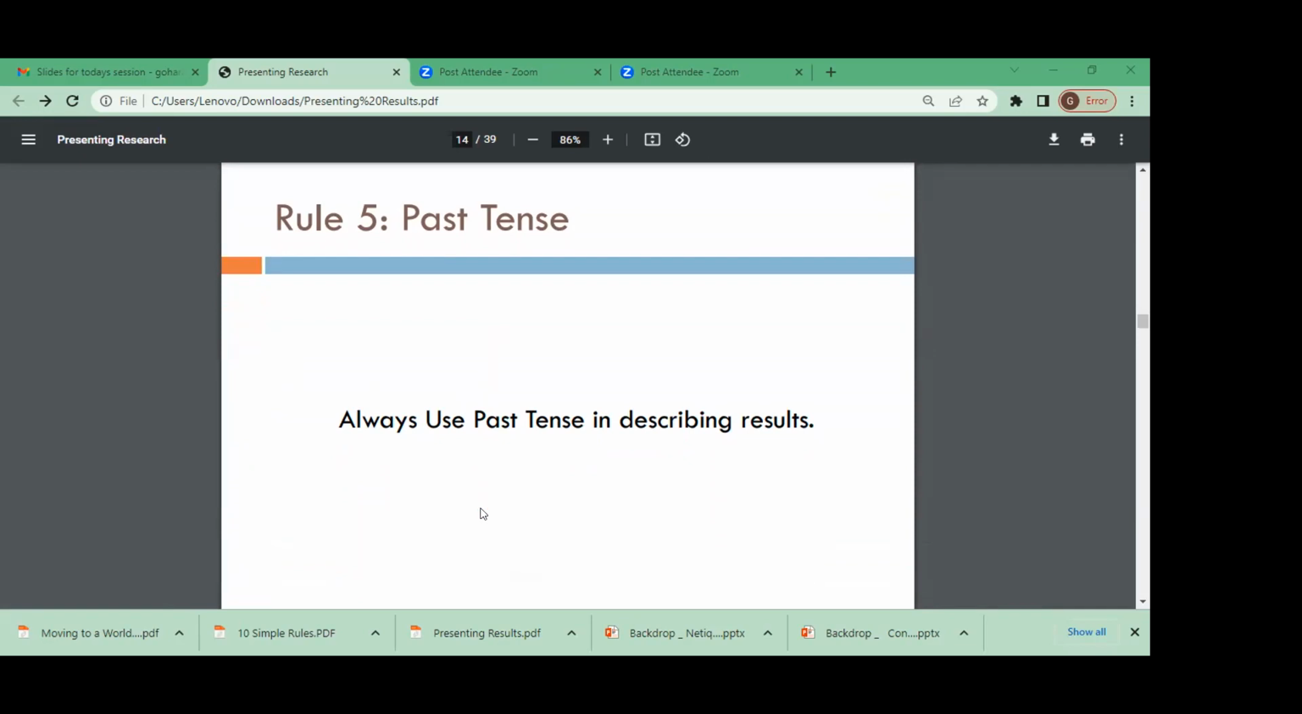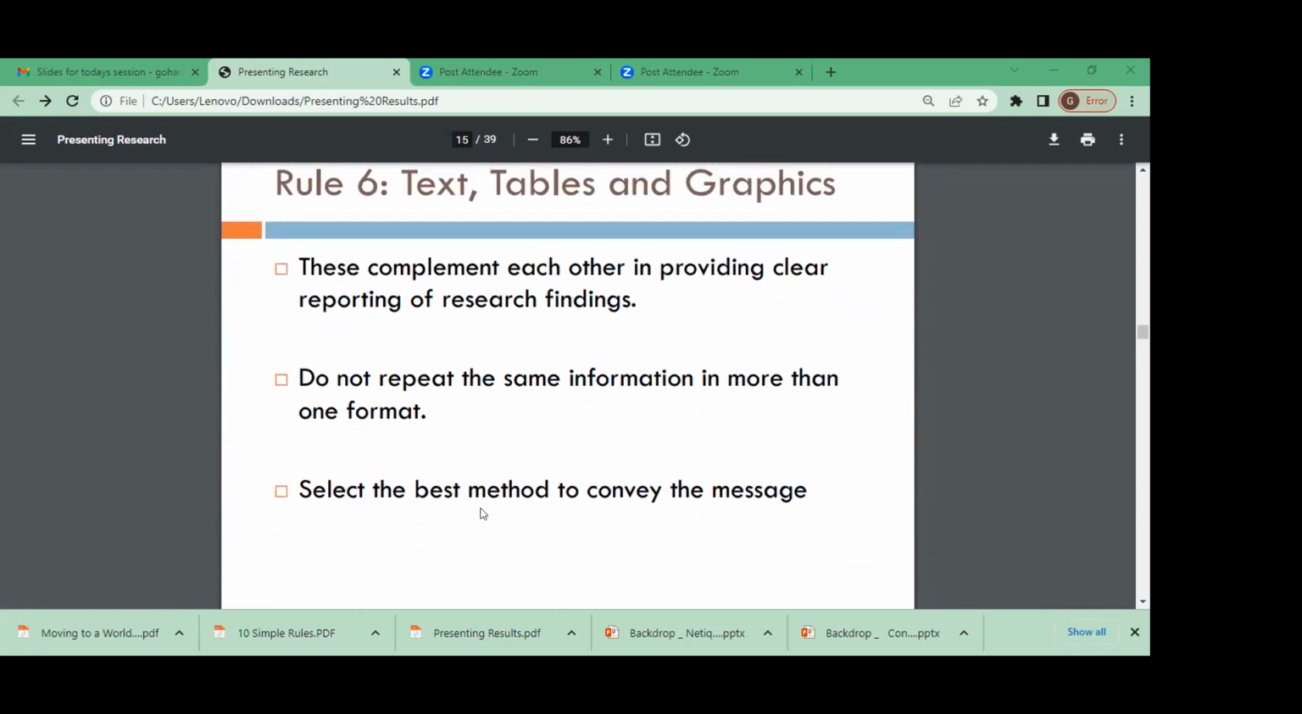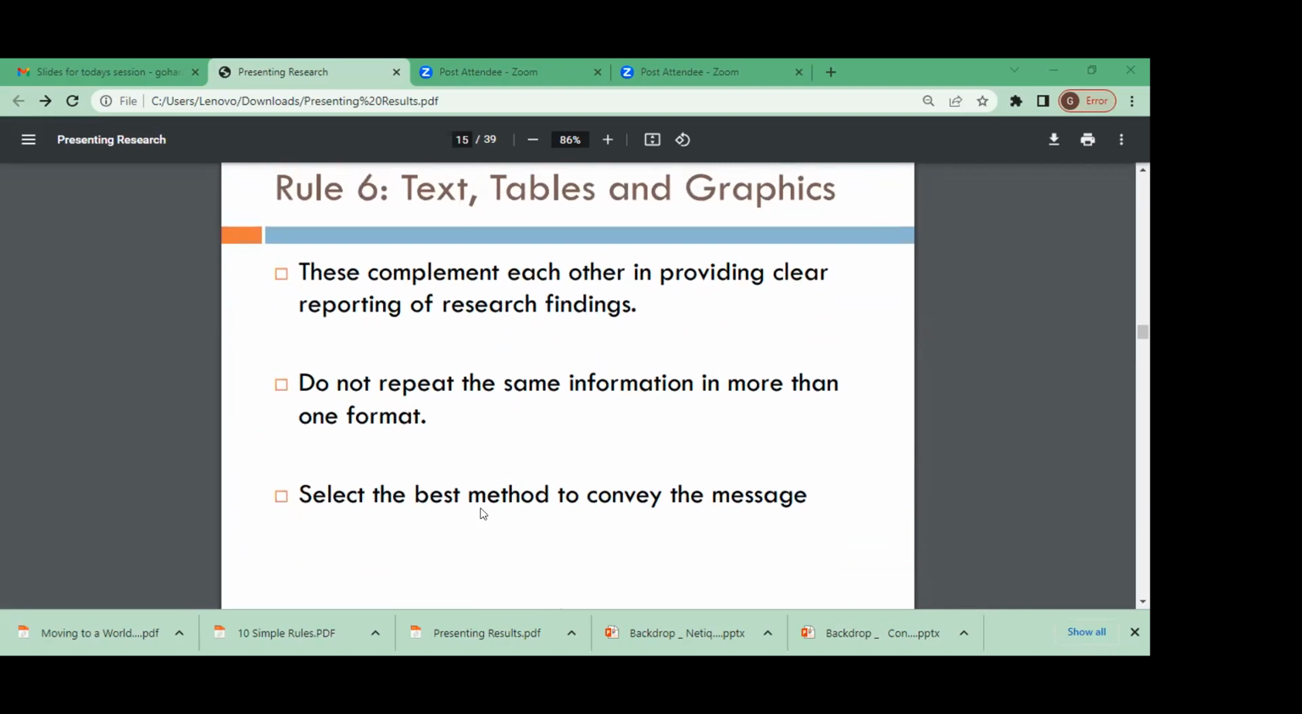Then there's rule number 6. When you have a lot of text, you have tables and graphs. Now this is something very important. I have seen that in research articles, people are reporting one and the same thing in the text, in the tables, and the graphs, all 3 formats. No, you have to be very selective about how you report your results.